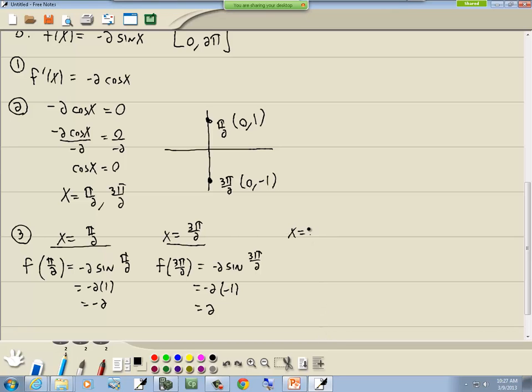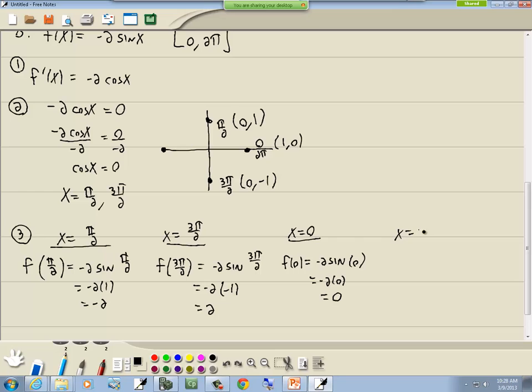Now add our endpoints. The first one, 0. f of 0 is equal to negative 2 sine of 0. If I look at sine of 0, here's 0 here, this point is (1, 0). And the other place is 2 pi. Besides 0, this is 2 pi. But if I look at sine, which is our y part, sine is equal to 0. So this is negative 2 times 0, which is 0.